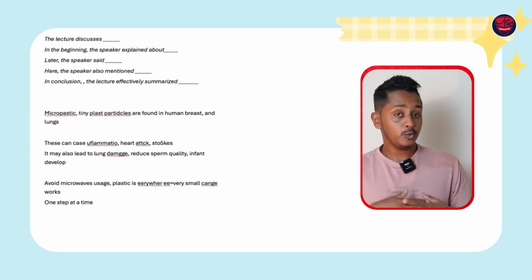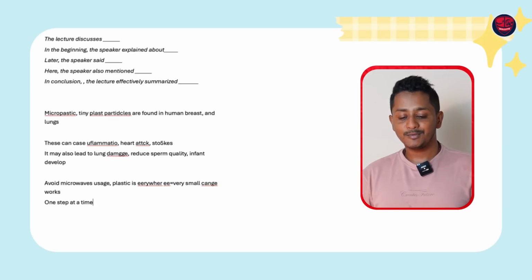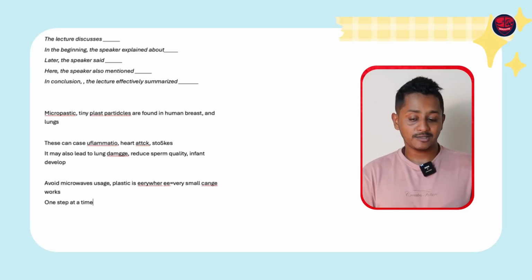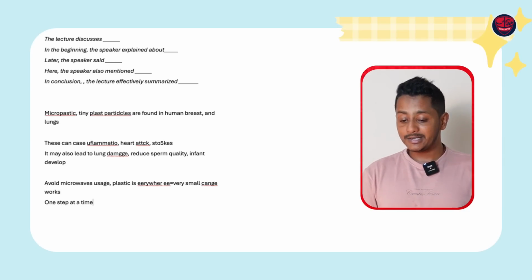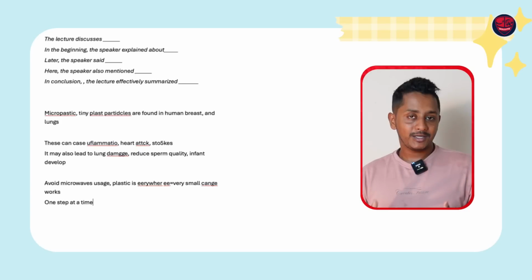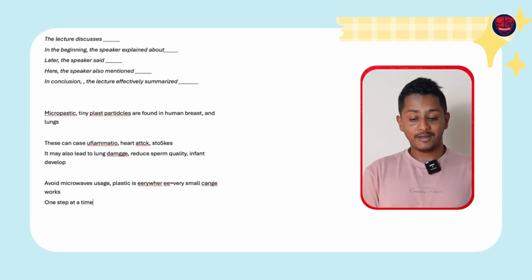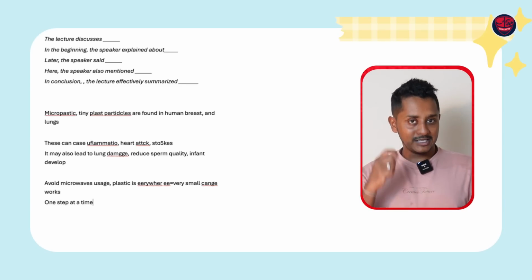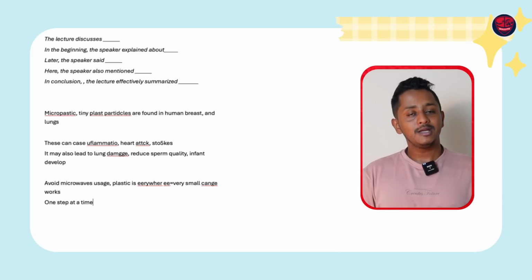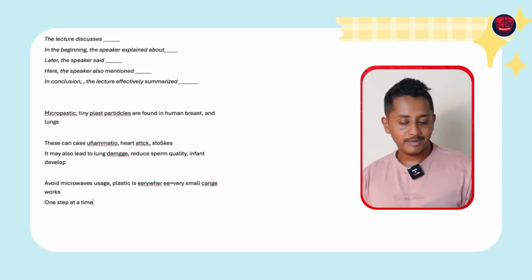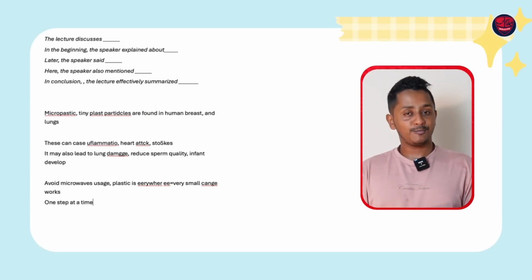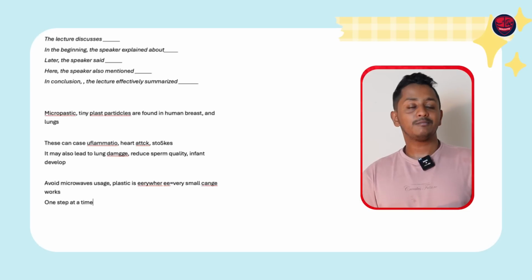So this is what we wrote, and now we're going to start speaking. The lecture discusses about microplastic and tiny plastic materials that are found in human breast and lungs. In the beginning, the speaker explained about this can cause inflammation, heart attack and strokes, and it may also lead to lung damage, reduced sperm quality and quantity, and infant development. Later, the speaker said about avoiding the microplastic usage, and also hinted that plastic is everywhere. Here the speaker also mentioned about the small changes that actually works in reducing the plastic content, and also advised us to take one step at a time. In conclusion, the lecture effectively summarized microplastic, the plastic materials that are found in human breast and lungs.